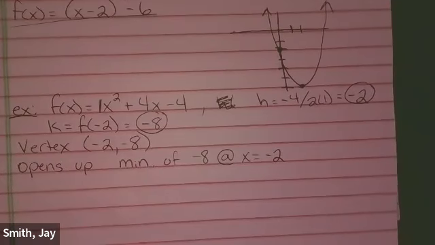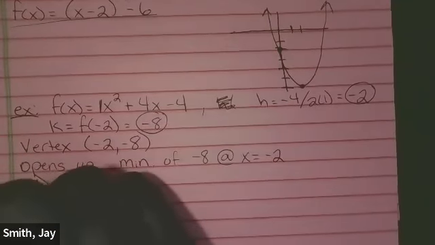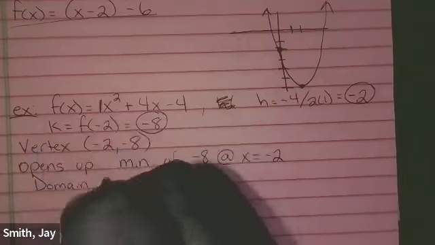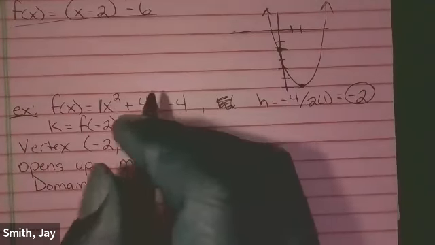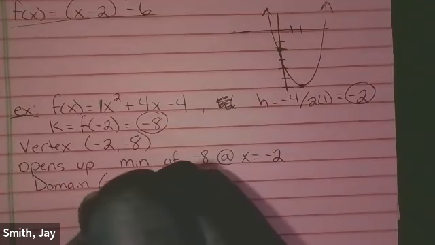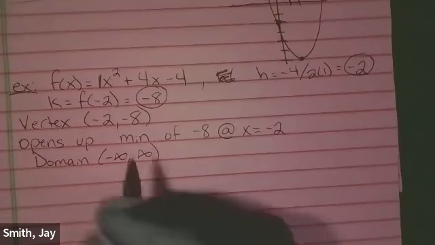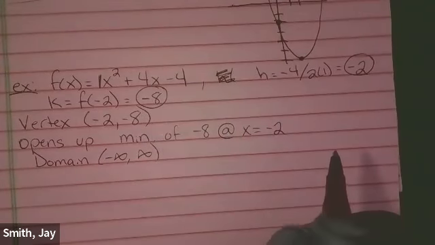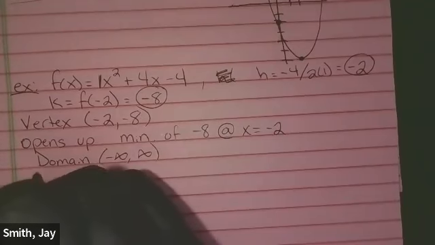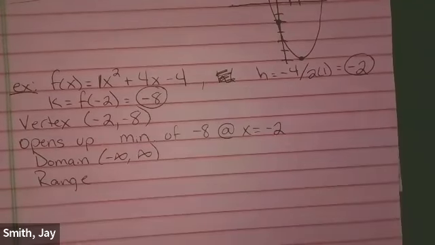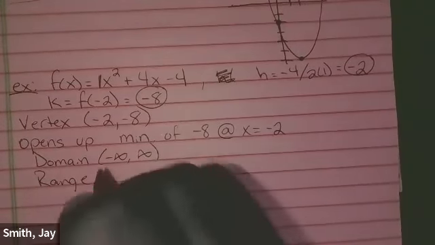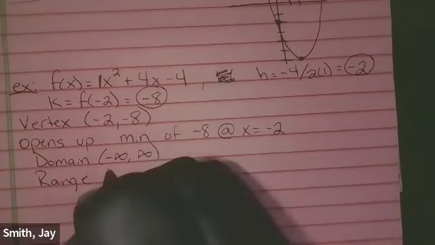All right. What's the domain for this function? All of the real numbers, from negative infinity to infinity. We're dealing with a parabola. That's always going to be our domain, the entire real number system. All right. What about our range? Perfect. Open bracket, negative 8 to infinity.